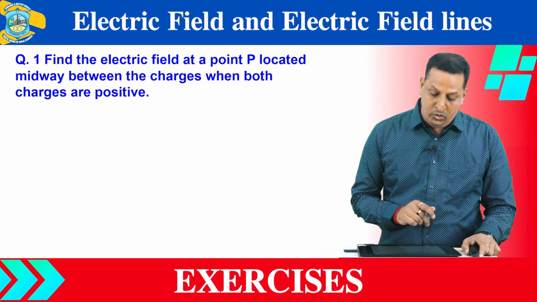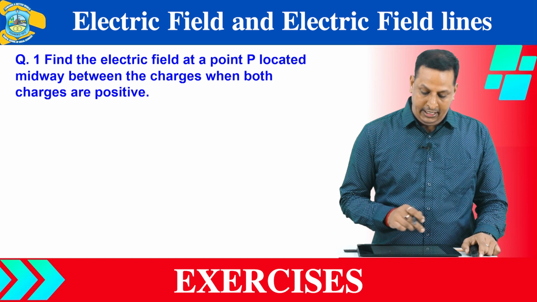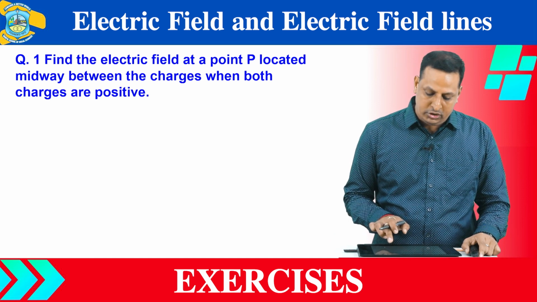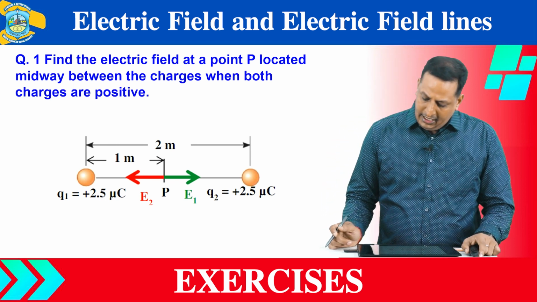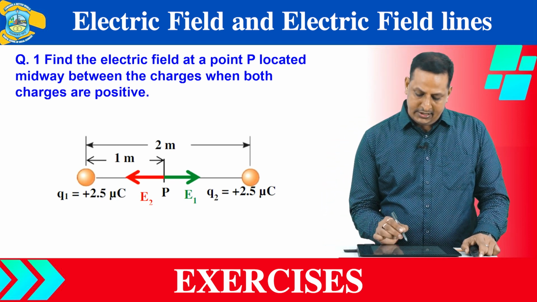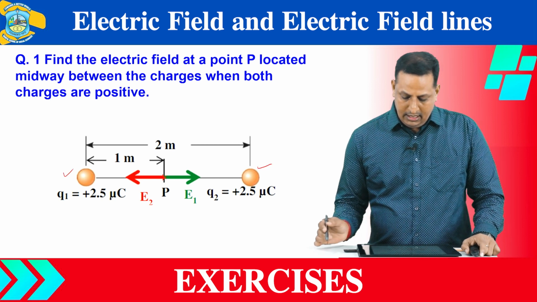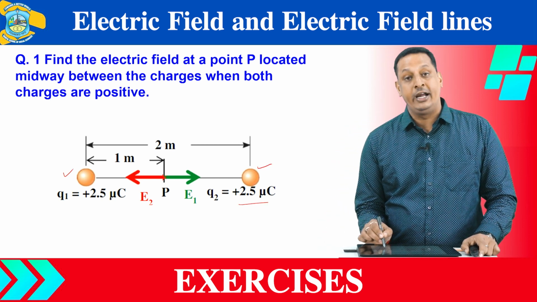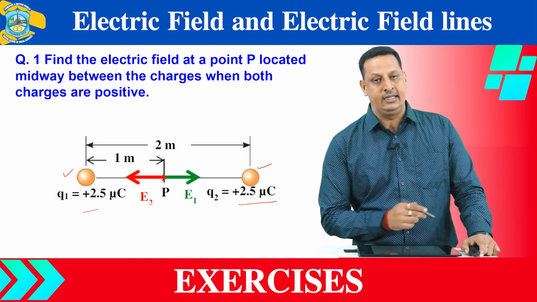Now, we will solve certain exercises. The very first exercise is about, see, find the electric field at a point P located midway between the charges when both charges are positive. We are given a condition in which we have to find out the expression for the total electric field due to these two equal charges, which have magnitude 2.5 microcoulomb, and we have to find out the expression for the electric field exactly at its center.